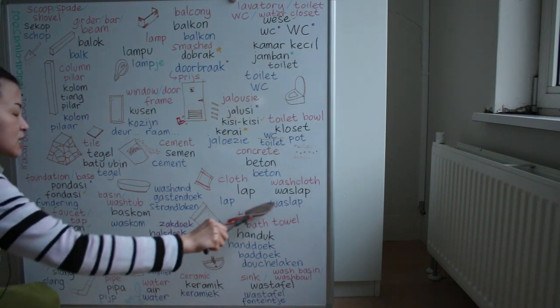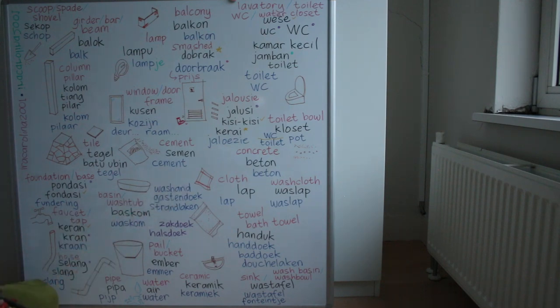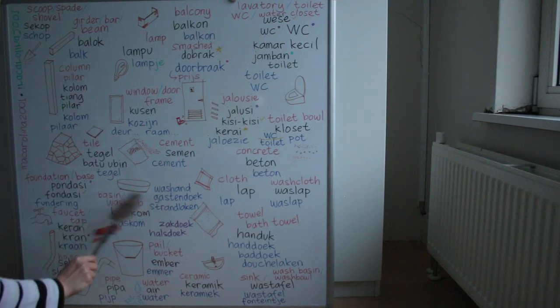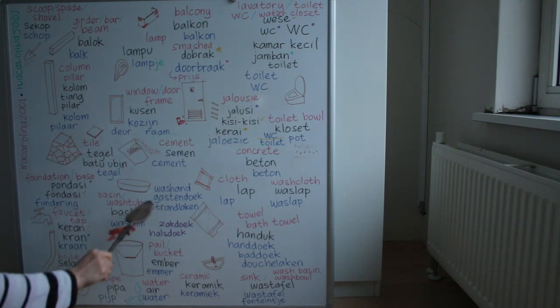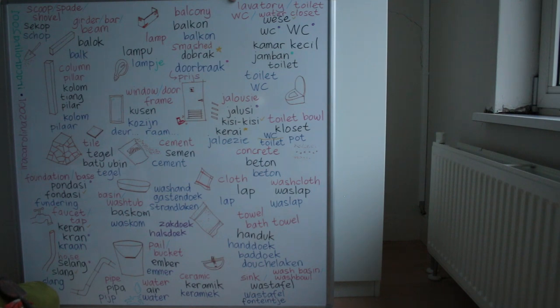And jealousy. Jealousy. It can be from wood, can be from plastic, can be from other materials. If you see it from the side, it's like this. Let's say this is a toilet door. Sometimes in the bottom area, you will find this so you can see the outside, but from outside cannot see inside. Or it can be in other elements of a house or building.